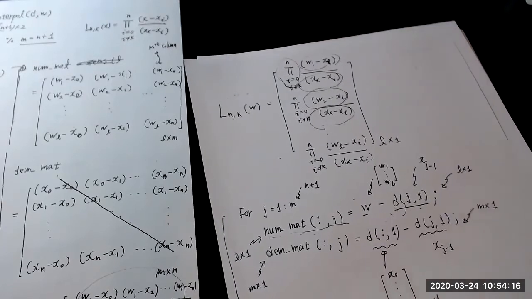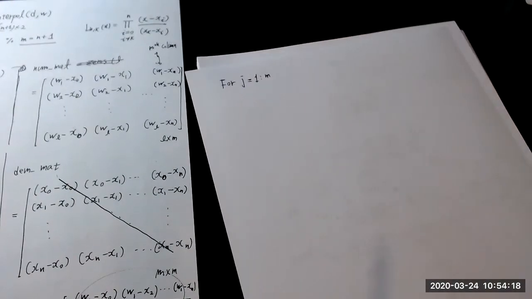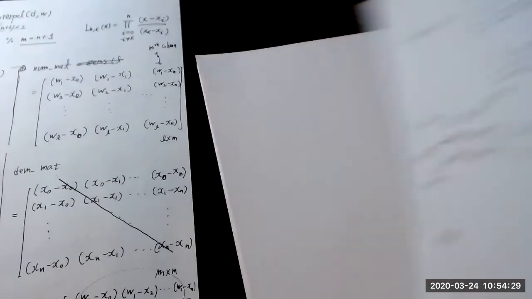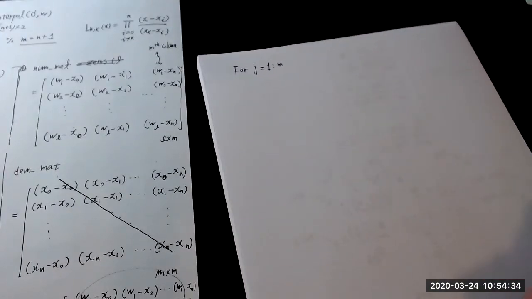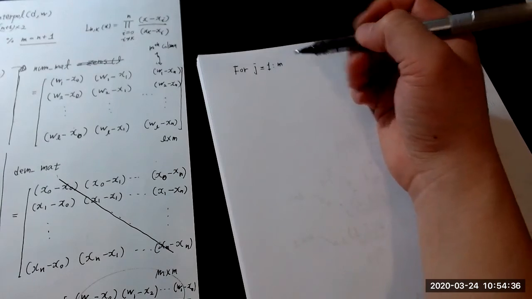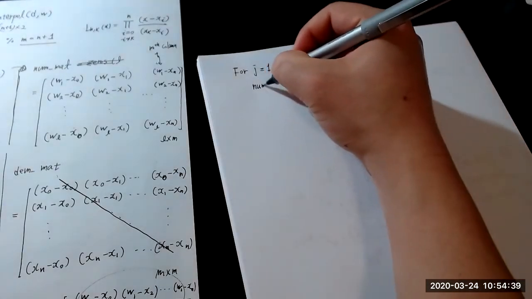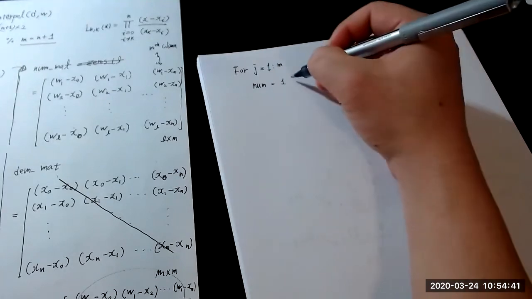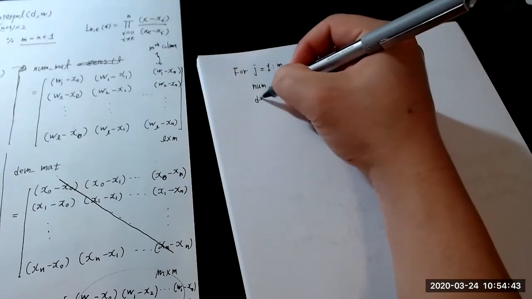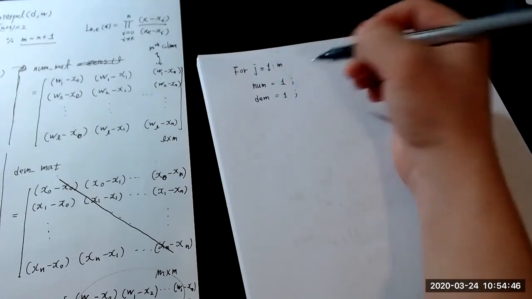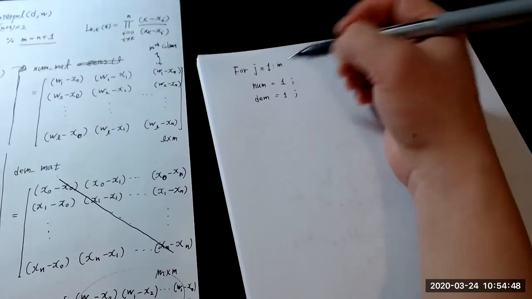What I'm going to do is for j is 1 through m. Give me a second. I goes 1 through m. Yep. Okay. All right. The numerator is equal to 1. The denominator is equal to 1.